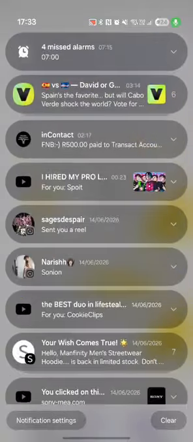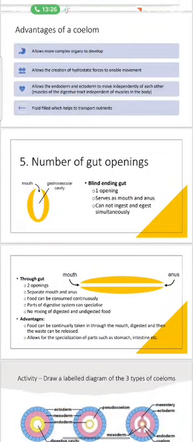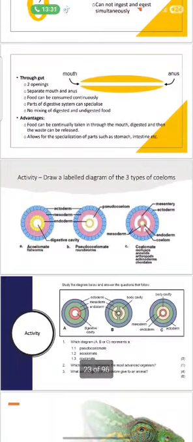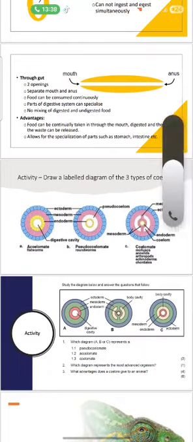So, other than the blind gut opening, there's also the through gut. This has two openings. They have a separate mouth and anus. Food can be consumed continuously. Parts of the digestive system can specialize, and there is no mixing of digested and undigested food, meaning that even if you had excretion in your stomach, you can still eat. Blind gut openings cannot. So, advantages: food can be continually taken in through the mouth, digested, and then the waste can be released. It allows for the specialization of parts such as stomach, intestine, etc.